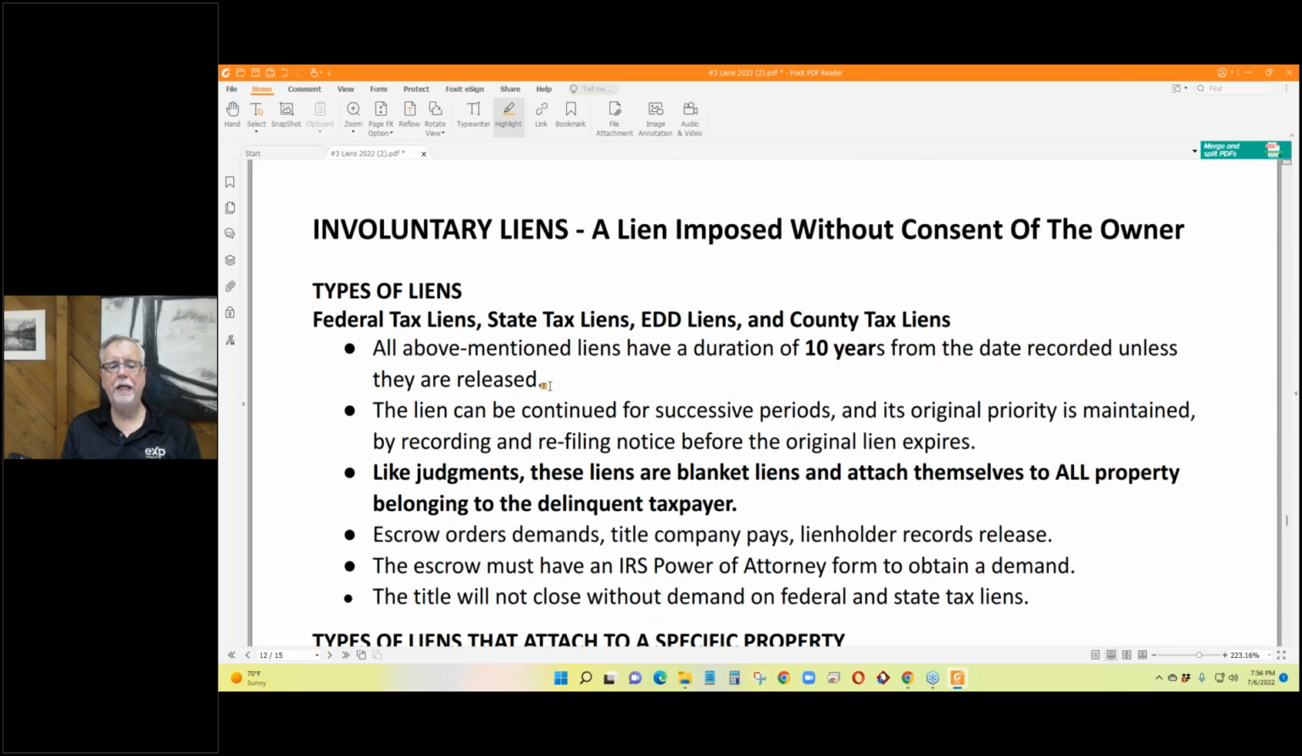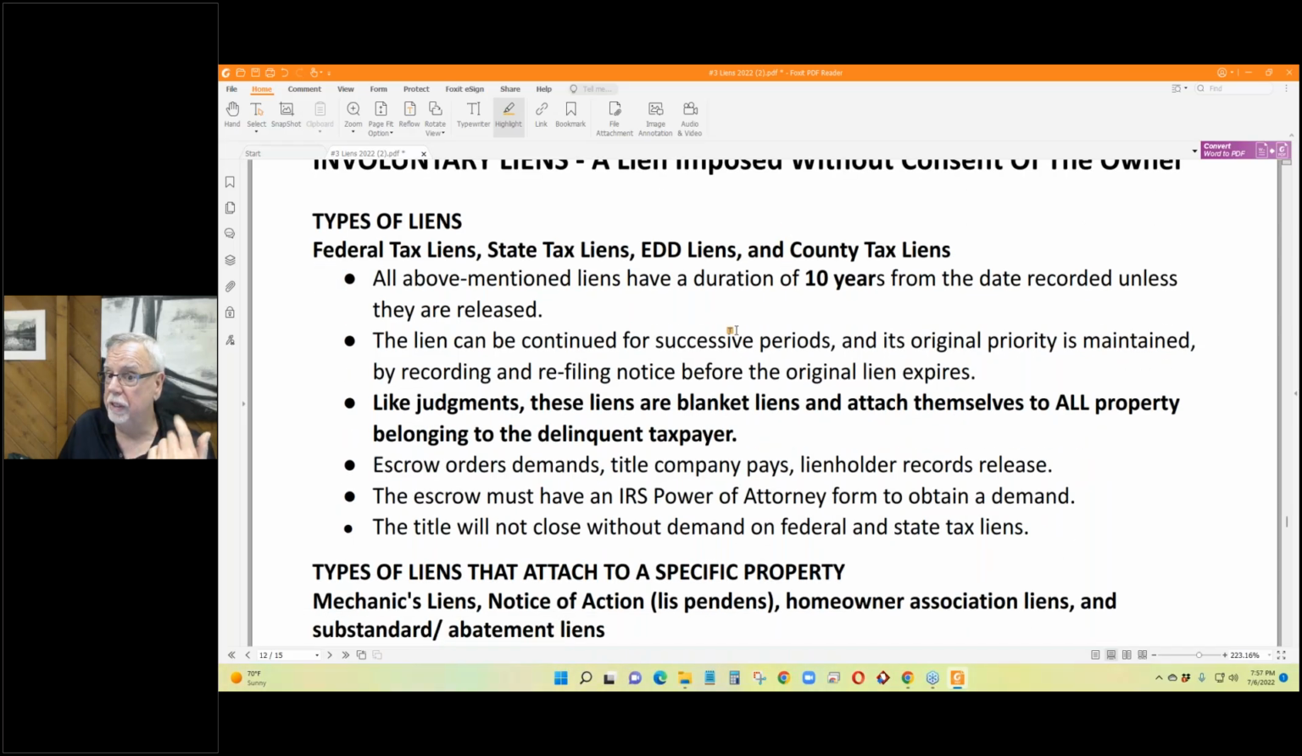We're going to finish by discussing involuntary liens, which are liens that you didn't consent to. And whenever you're closing a transaction, the escrow company is going to be concerned about all of these: tax liens, state liens, EDD liens, county tax liens. All of these are forms of tax liens. They all have a 10-year duration.